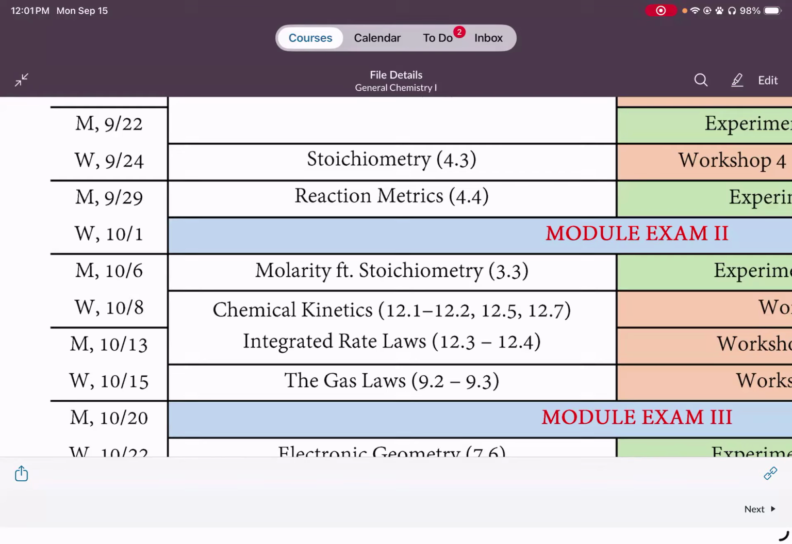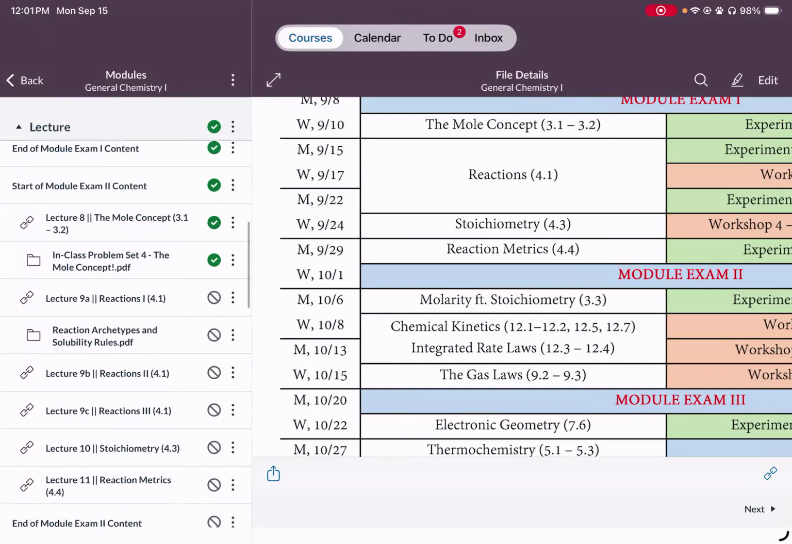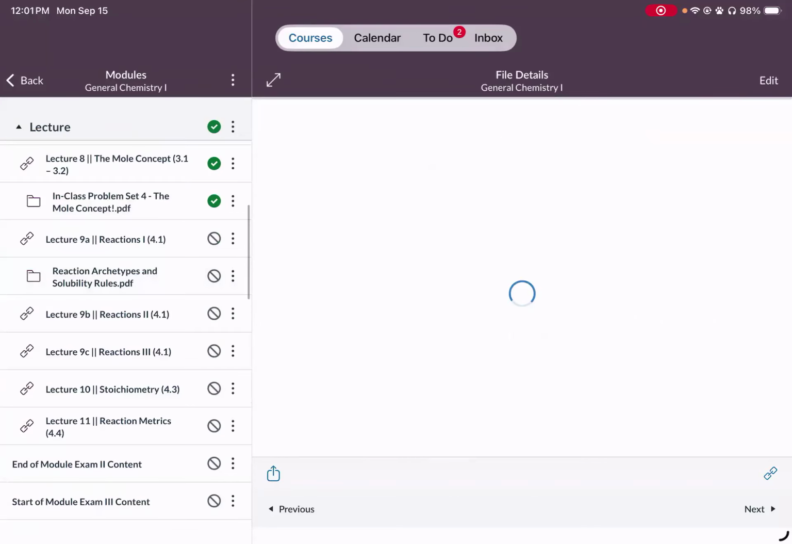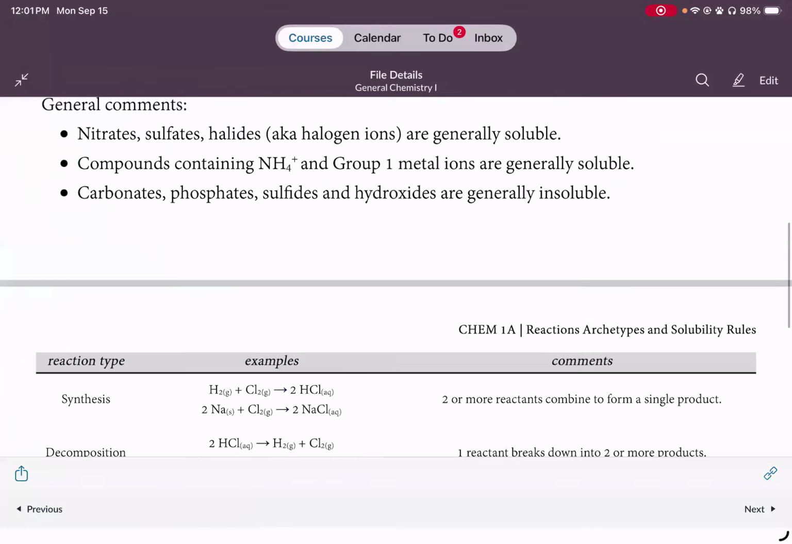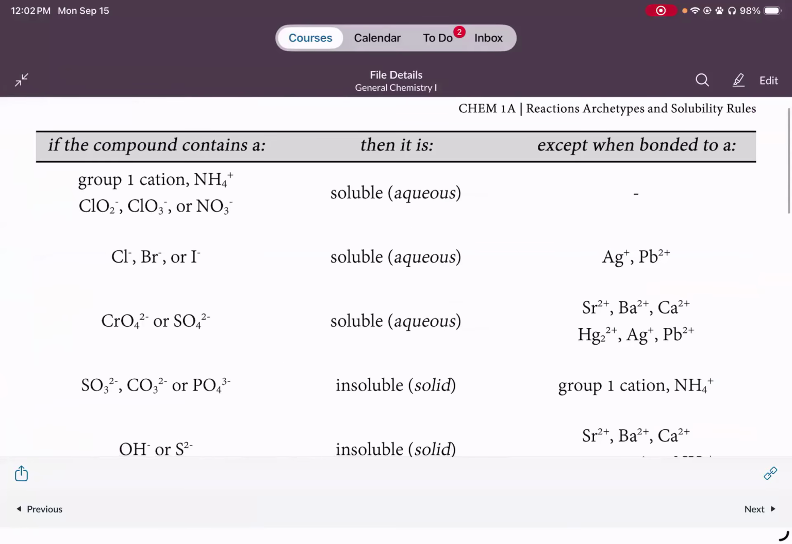In front of you, you all should have a single handout, both pages back and front. I want to make one thing clear. This document is going to be available on Canvas once the class is over. There are 2 sides to this page. I want to make something clear. This side with the table that says if a compound contains, then it is, except when bonded to. This is a table you will be getting as part of your exam booklet, just like the periodic table.